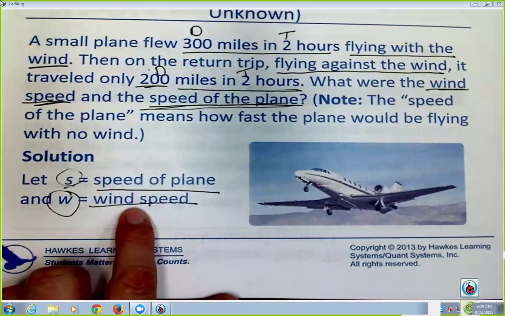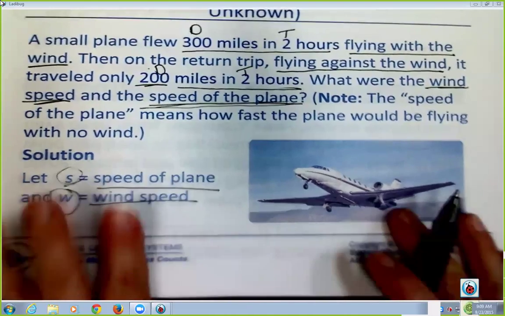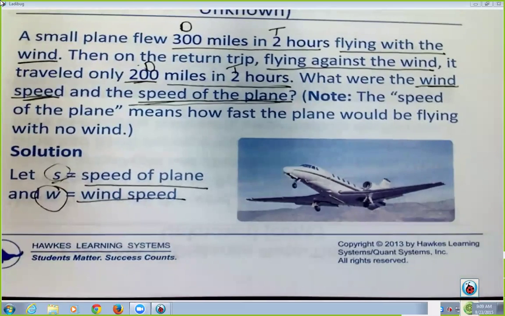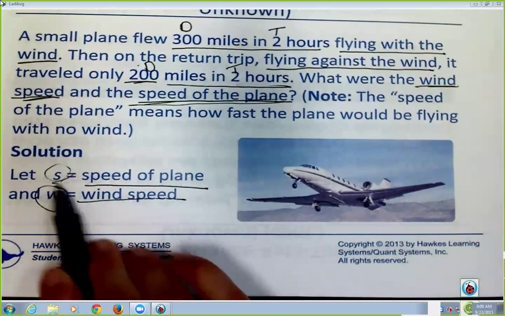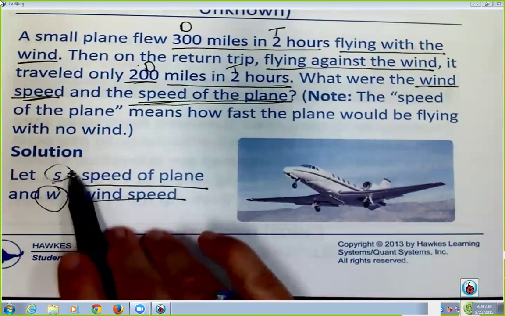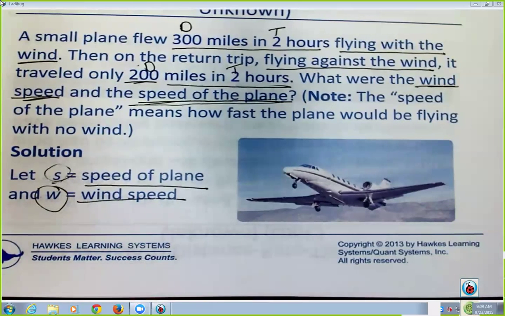If you use X's and Y's with these, it's sometimes hard to know which is which. You'll get the whole problem solved and say, oh yeah, I got X. What is X? Is X this one or is X the other one? But as soon as you say S, you know it's the speed of the plane. Write these down. Give these variables some meaning, and when you're putting your notes together, put what that letter means.